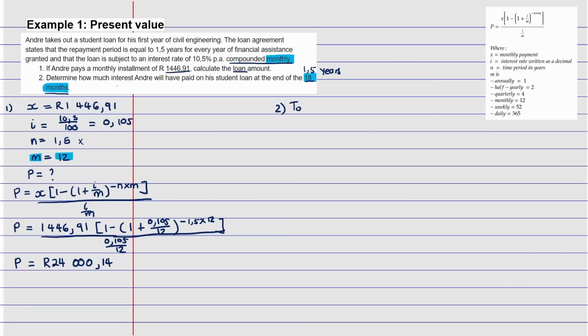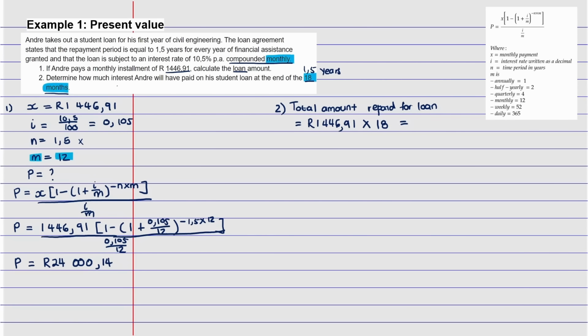So we're going to say the total amount repaid for the loan. So that's going to be equal to what? Remember, it's the one that does not have the interest. So it's going to be the monthly installment, 1,446.91, multiplied by the 18 months. Remember that 18 months is the same as 1.5 years.